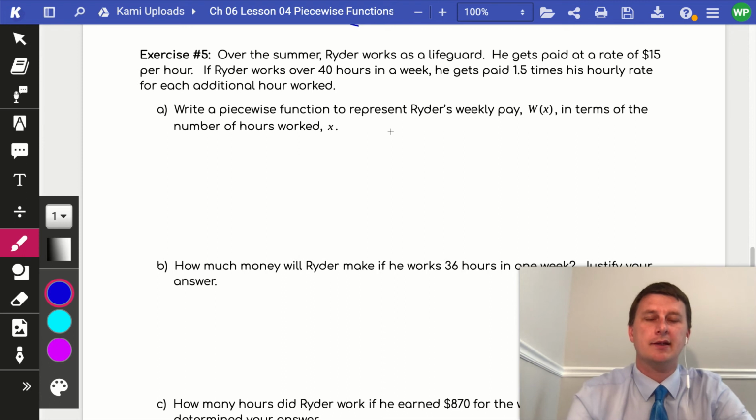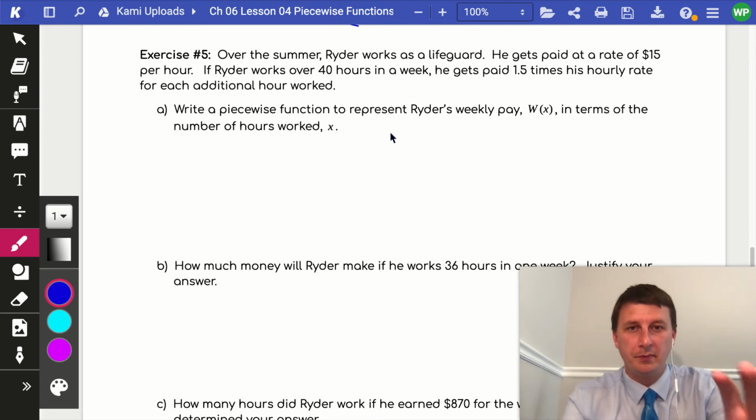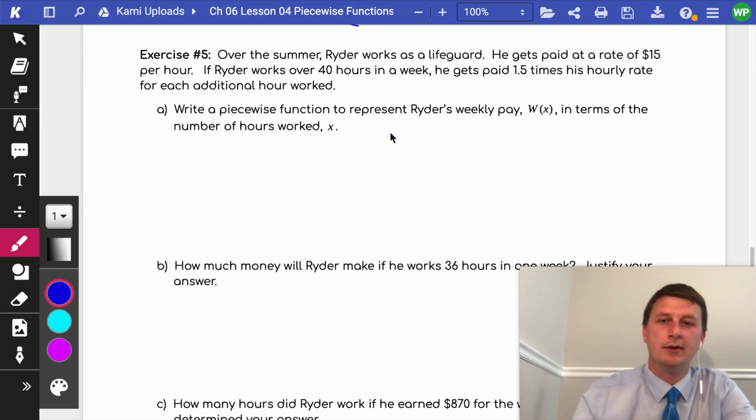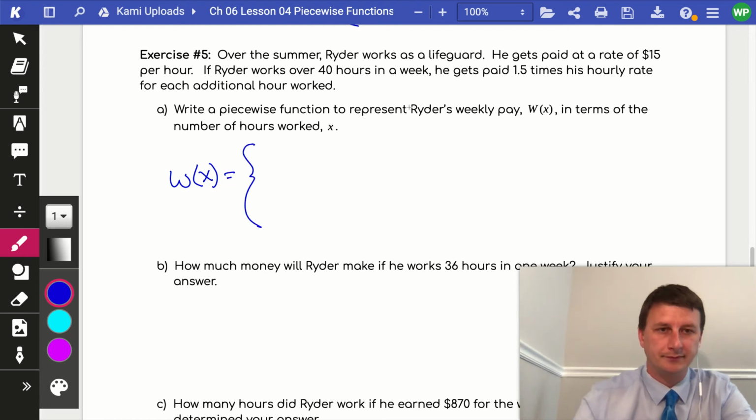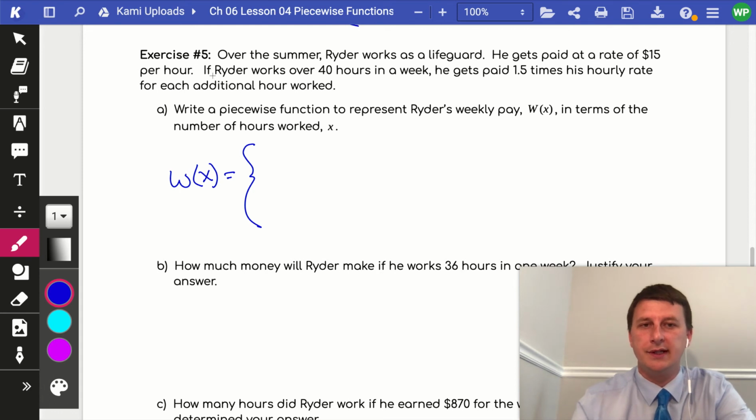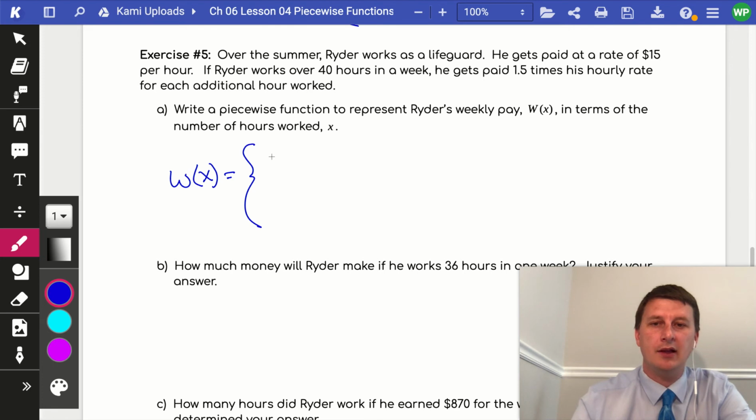hours worked x. Okay, so this one might seem a little bit simple, but there's a lot to this one. What do I mean by that? Well, let's see. We know it's going to be W of x. We'll get the easy stuff out of the way. Is equal to curly bracket. Now we're going to have two different functions here. And our first function is going to be, he gets paid at a rate of $15 per hour. Boom, look at that, $15 per hour, easy as that.